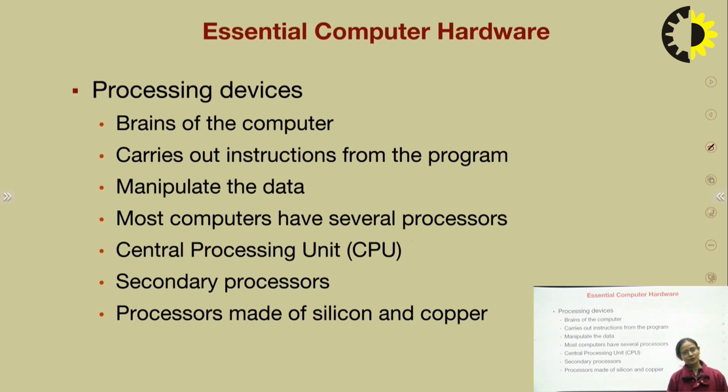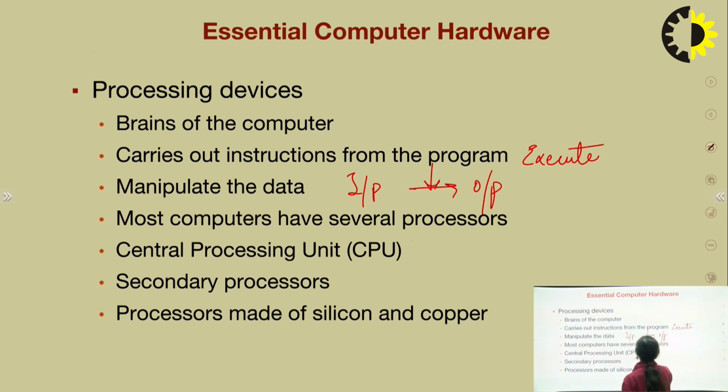The first one is your processing devices. They are also known as the brain of the computer, because all the processing, whether mathematical or logical operations which you are performing on your system, needs to be done by this processing device, that is your CPU. It carries out the instructions from the program, that is, it executes. It manipulates the data. You are giving input and getting output, so this middle part, the processing part, is done by these devices.